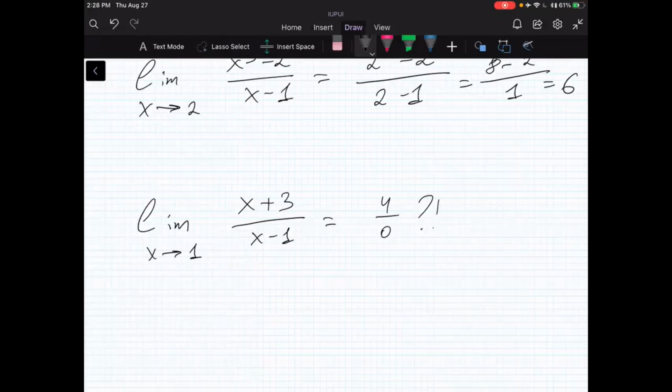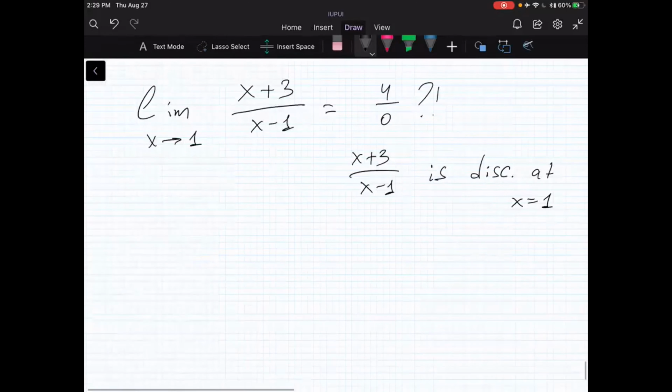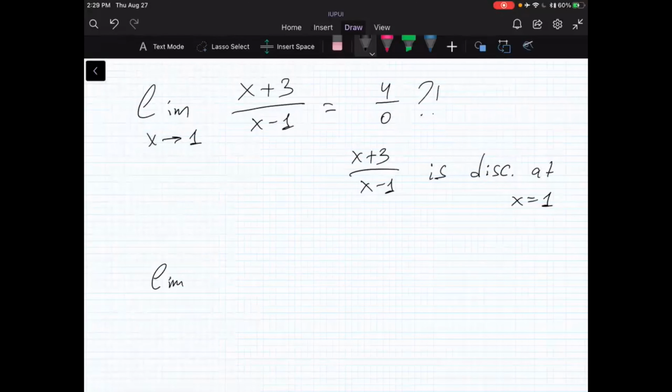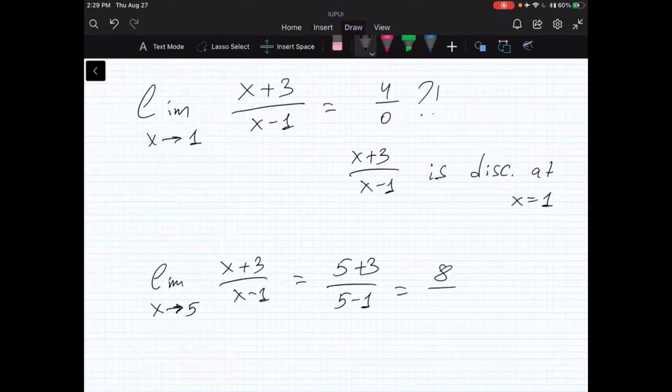So in other words, we can say that (x plus 3) over (x minus 1) is, again, discontinuous at the point x equals 1. While for all other points, say if x goes to 5, it is fine. 5 plus 3 over 5 minus 1, which is 8 over 4, which is 2. Which is totally okay.